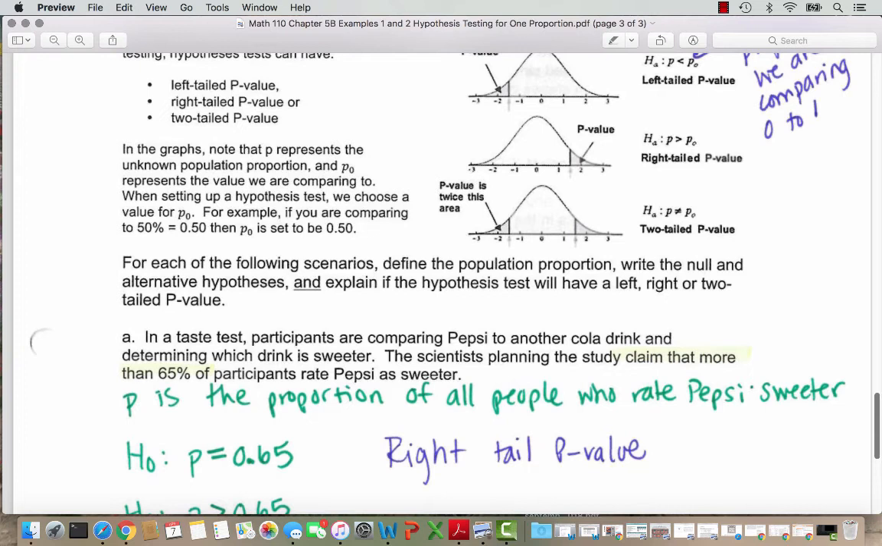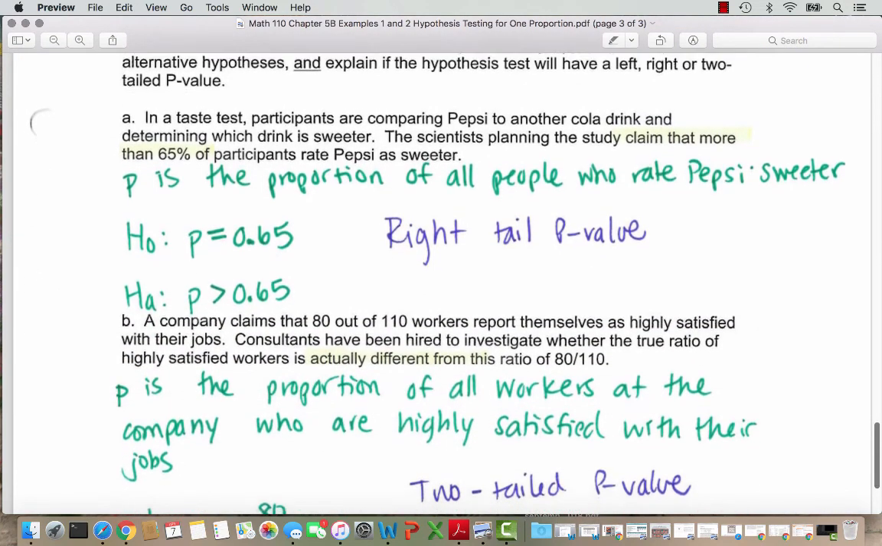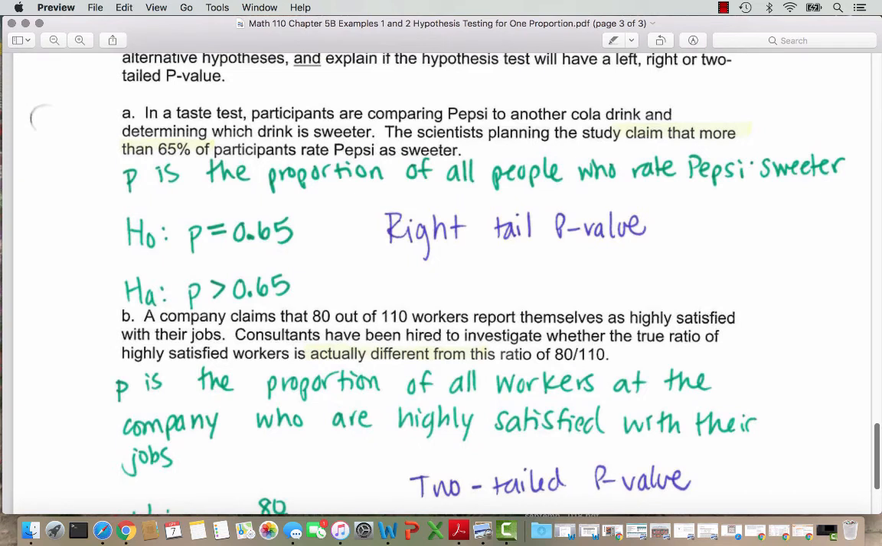So in examples A and B, for each of the following scenarios, define the population proportion, write the null and alternative hypotheses, and explain if the hypothesis test will have a left tail, right tail, or two-tailed p-value. Question A says, in a taste test, participants are comparing Pepsi to another cola drink and determining which drink is sweeter. The scientists planning the study claim that more than 65% of participants rate Pepsi as sweeter. And I highlighted that claim, more than 65%, because that's going to help me write my alternative hypothesis.